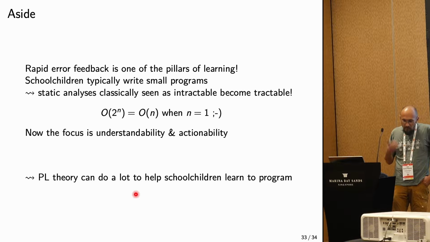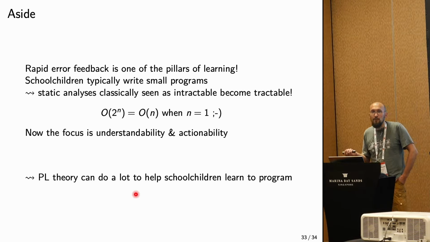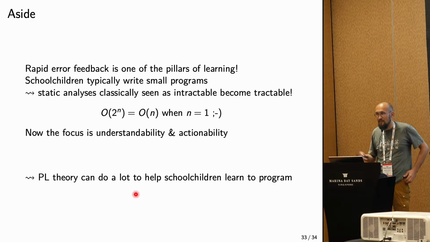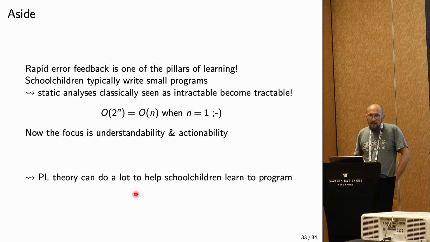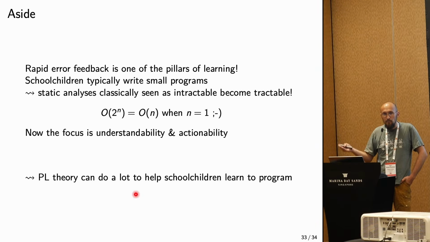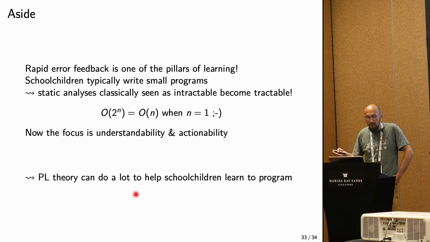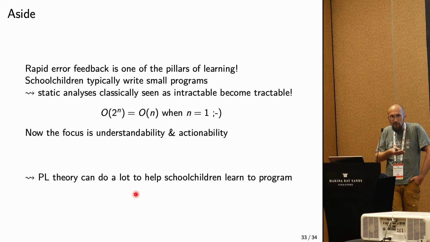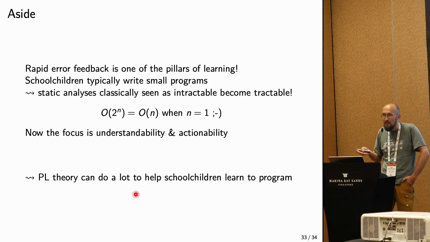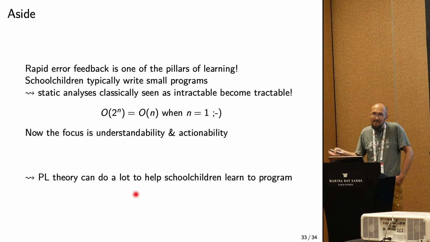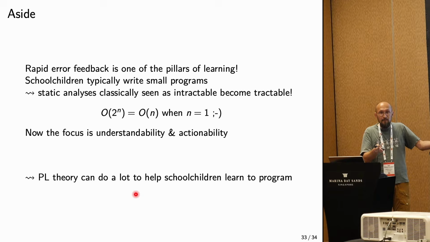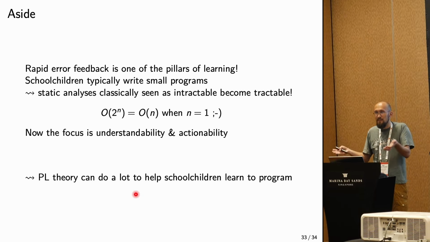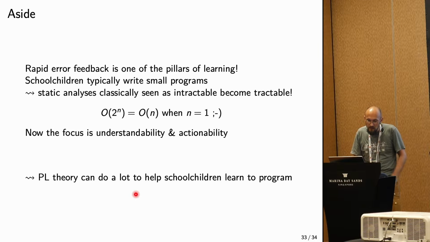Now, school children typically write very small programs. I mean, they fit on a screen, right? Otherwise, it's too big for them and they kind of give up. And so lots of static analyses that could be used to analyze these programs, but that are classically seen as intractable because they have some exponential blow up or whatever, become tractable because the programs are so small. O of 2 to the n is the same as O of 1 when n is equal to 1. So all of these things that we think are usually too expensive, we can just run them. It's fine if it takes 3 seconds if it helps the child learn, right?